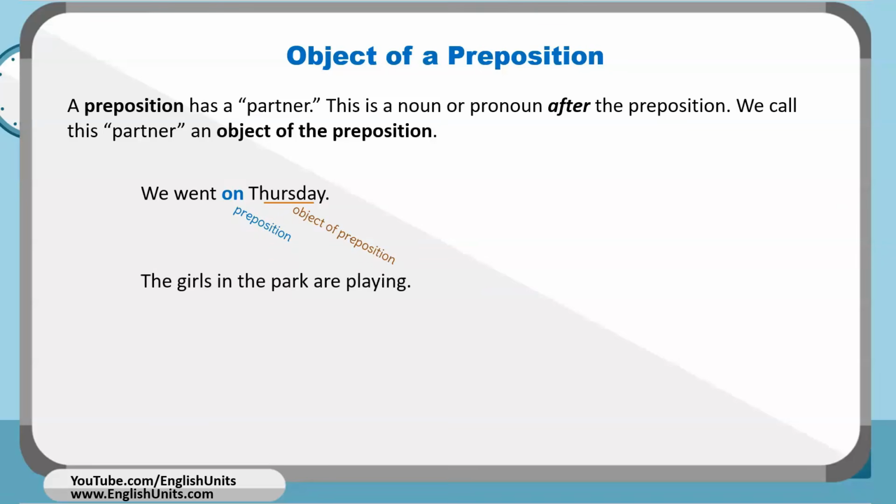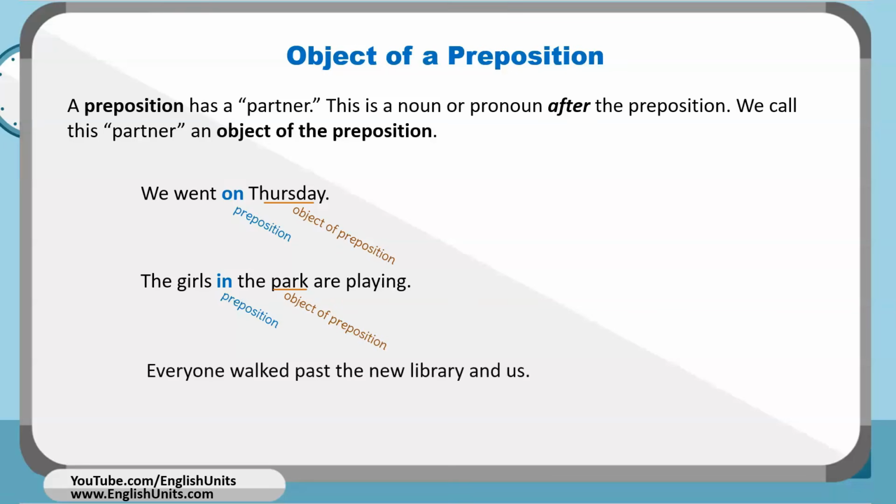The girls in the park are playing. Do you see the preposition? The preposition is in. Now, after in, do you see the noun or pronoun? The noun is park, and park is the object of the preposition in.